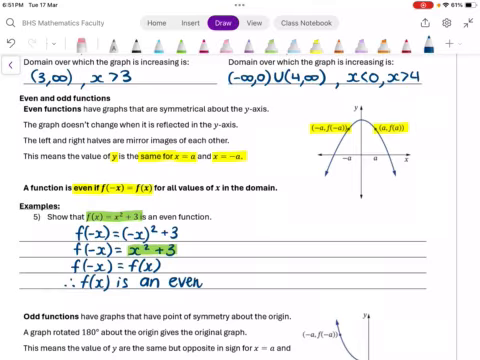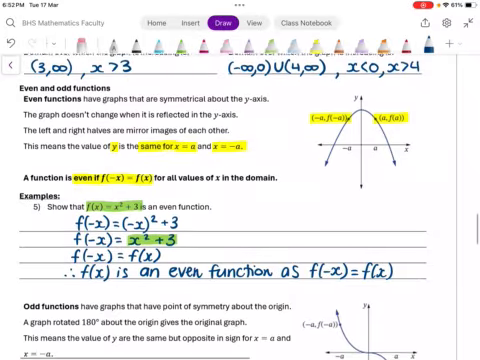It is an even function as that property of f of negative x equals f of x holds. Okay, so because that works, it means it's an even function.